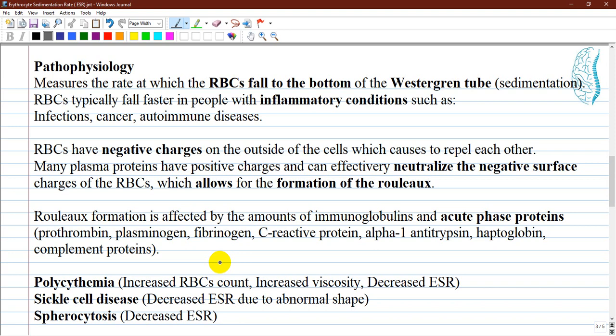Some hemoglobinopathies such as sickle cell disease can lower ESR due to the abnormal shape of the red blood cells that impair rouleaux formation, and spherocytosis, which has decreased ESR, as well as the form of a sphere instead of flattened, disc-shaped hemoglobin.